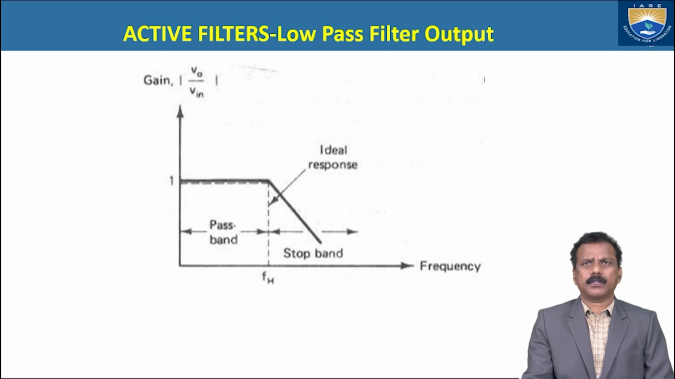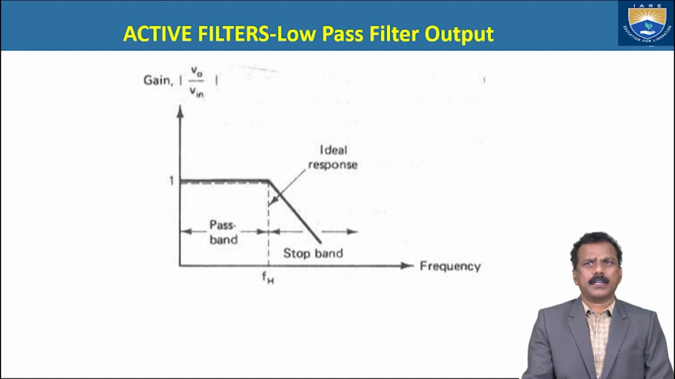The gain, we know, is with reference to the previous circuit diagram. The gain is the output voltage divided by Vin. So here it allows only low frequency components and opposes high frequency components. Here it is considered the pass band and stop band.